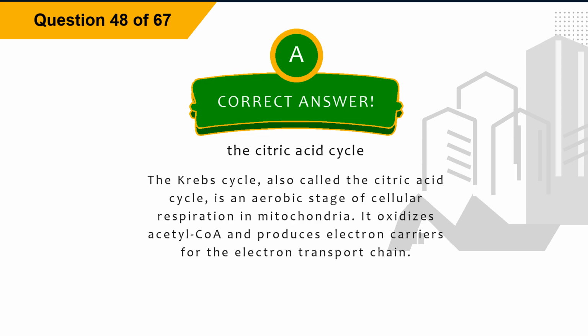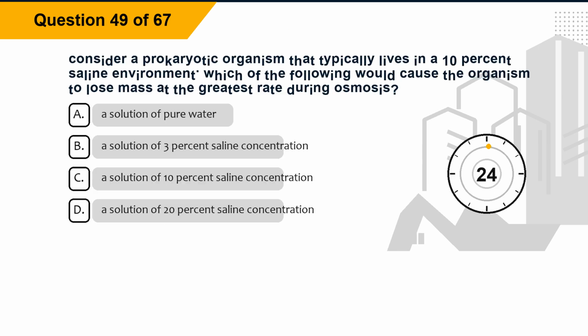The correct answer is option A, the citric acid cycle. Explanation: the Krebs cycle, also called the citric acid cycle, is an aerobic stage of cellular respiration in mitochondria. It oxidizes acetyl-CoA and produces electron carriers for the electron transport chain. Question 49.